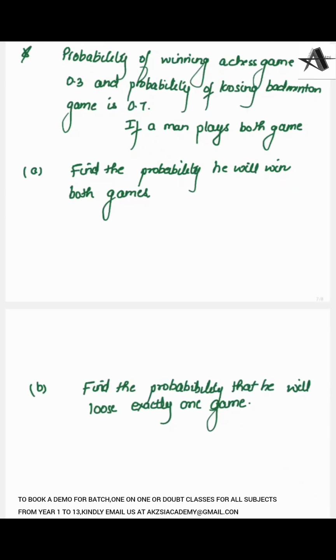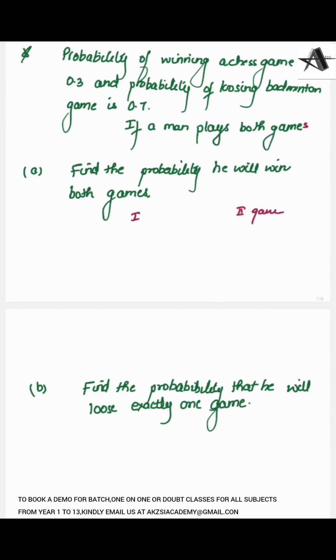It says probability of winning a chess game is 0.3 and probability of losing a badminton game is 0.7. If a man plays both the games, find the probability that he will win both the games. So first, for the first game and for the second game, let me make the two columns. First game is for chess.